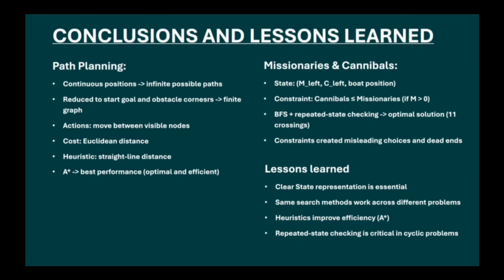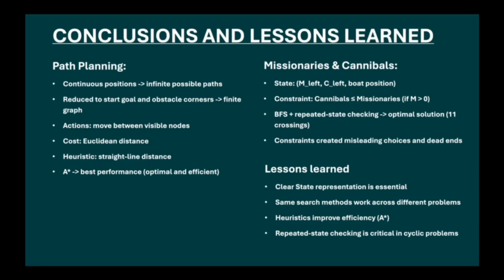For the missionaries and cannibals problem, we represented each state using the numbers of missionaries and cannibals on the left side along with the boat position. By applying the safety constraints that cannibals cannot outnumber missionaries, we ensure that only valid states are explored. Using breadth-first search with repeated state checking, we were able to find the optimal solution in 11 crossings. This problem also shows why humans struggle with it, since the constraints create misleading choices and many paths that lead to dead ends.